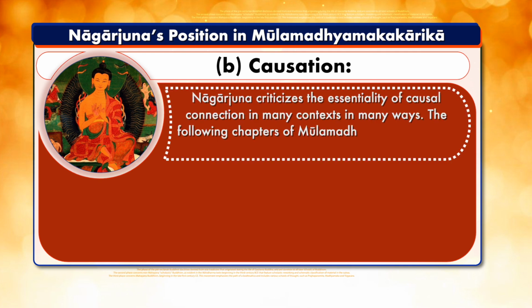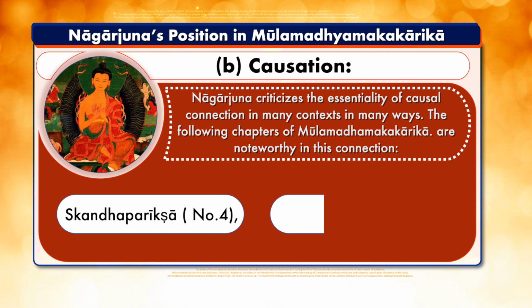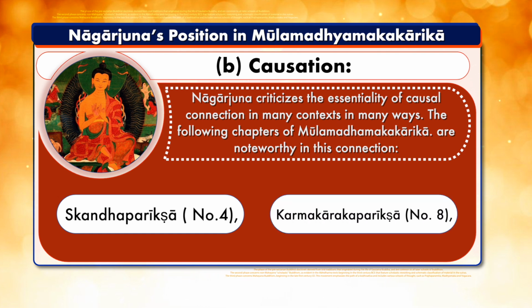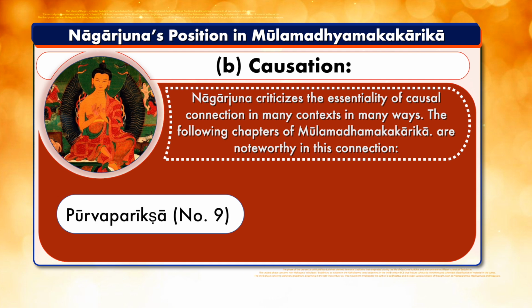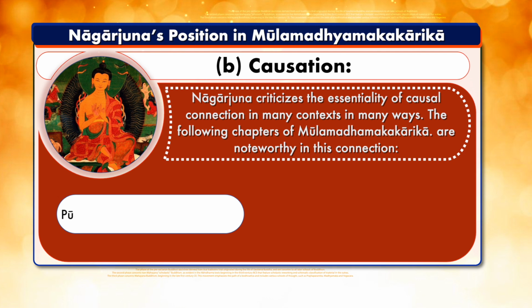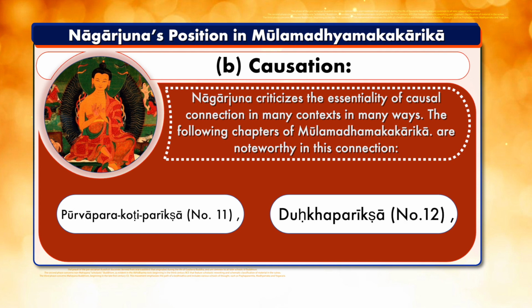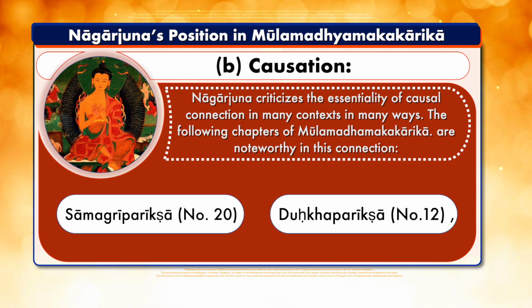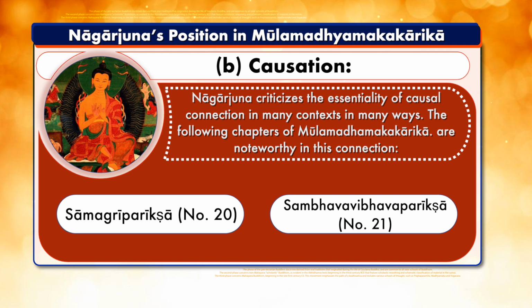Nāgārjuna criticizes the essentiality of causal connection in many contexts, in many ways. For example, the chapters in Mūlamadhyamakakārikā entitled Skandha Pariksha, which is fourth chapter, Karmakaraka Pariksha, that is chapter number 8, Purva Pariksha, chapter number 9, Agnindhana Pariksha, chapter number 10, Purva Parakoti Pariksha, chapter number 11, Dukha Pariksha, chapter number 12, Samagri Pariksha, chapter number 20, and Sambhava Vibhava Pariksha, chapter number 21 are all noteworthy in this connection.